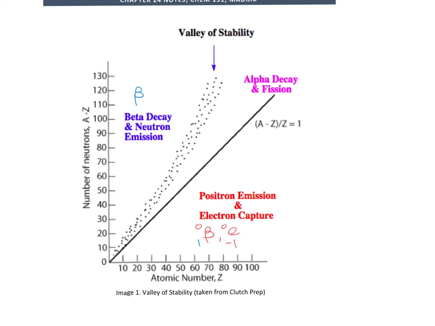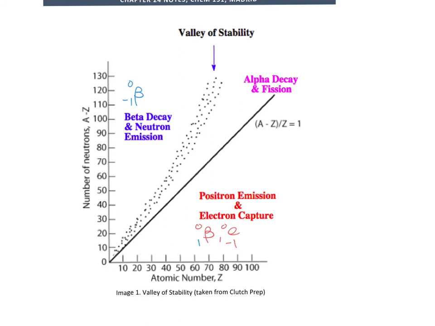So going back to beta decay and neutron emission, if you are very neutron rich, you're more likely to undergo negatron emission, in which a neutron is converted into a proton. So that basically makes a more stable nucleus.